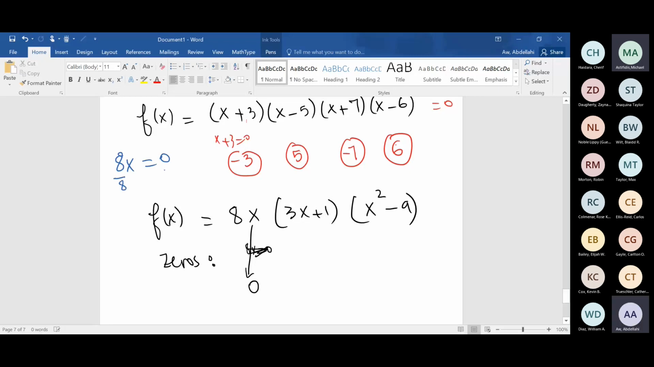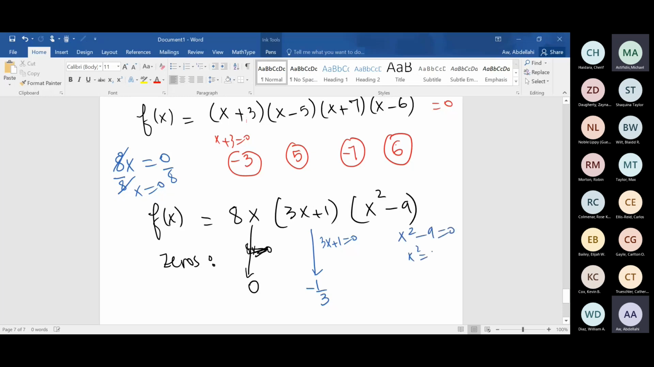Divide by 8, right? It's going to give you x equals 0. For this one right here, what is the zero? Sheriff said it is negative 1/3, right? And how do we get negative 1/3? What we did, we set up 3x plus 1 equals 0, and we move the 1 and divide by 3, right?